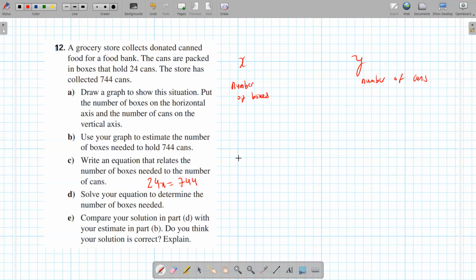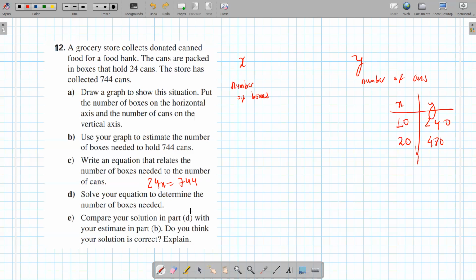What we can do is this. We can make a table of values. If there's one box, how many cans are there? 24. If there's two boxes, how many cans are there? 48. What I'm going to do is 10 and 20, because we need to go all the way to 744. So I'm just going to add zeros beside all these numbers. Does it make sense? I'm just plugging 10 and 20 in here.